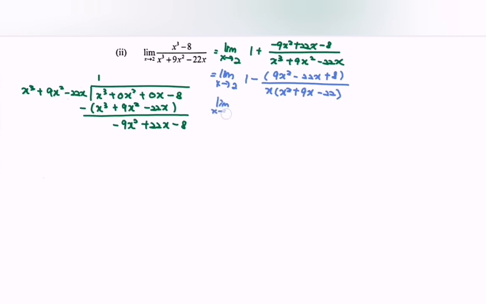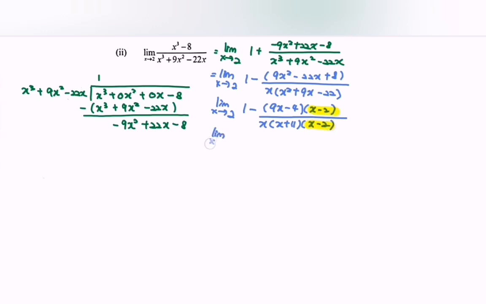Rewrite the situation again. If we factor 9x squared minus 22x plus 8, then we have the bracket (9x minus 4) multiplied by (x minus 2). Focus on the denominator. Again, factor x squared plus 9x minus 22. So we have x multiplied by (x plus 11)(x minus 2). Notice that we have common terms, so we can simplify.